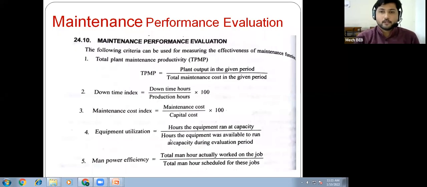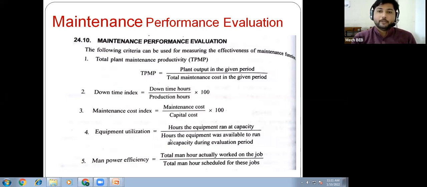So in the last lecture, we have discussed different types of maintenance, and we have discussed the planned maintenance and unplanned maintenance and their variety of maintenance in that planned maintenance also and unplanned maintenance also. Further, we have discussed the total productive maintenance TPM, and in today's lecture we will discuss maintenance performance evaluation, and further we have discussed the reliability and life testing.